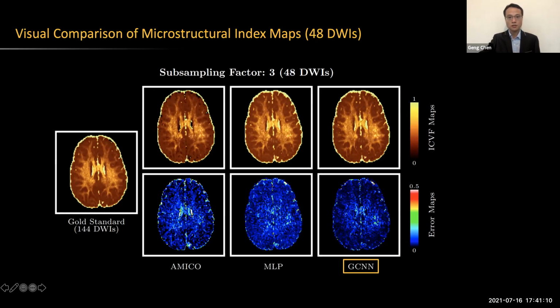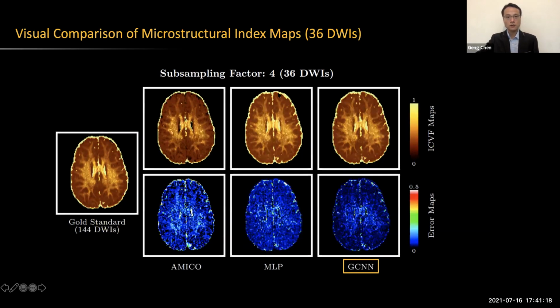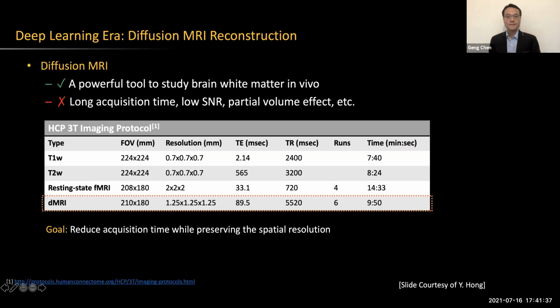This is the result for the subsampling factor of 3. Consistent improvement can be observed in this set of results. This is the result for subsampling factor of 4. And we can see that our method significantly reduces the prediction error, indicating that the obtained microstructure index map is close to the ground truth.